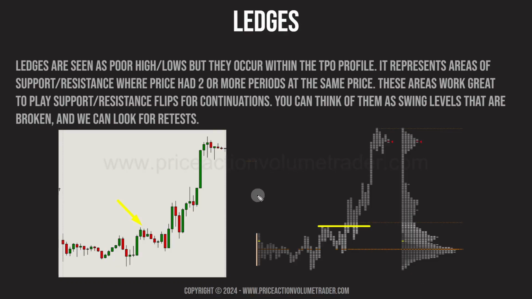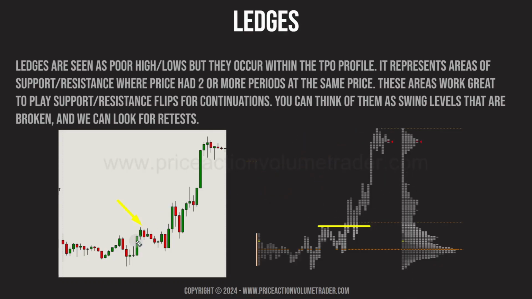Okay, so basically pure market structure concepts where market is trending, we have a resistance, then we break it, and then we expect a retest of this resistance, and then potentially market to make a higher low in order to then continue the trending environment. So in this case, this broken level, if we have 2 or more TPO periods on this area, this is what we will call the ledge, and then we can expect a retest of it.